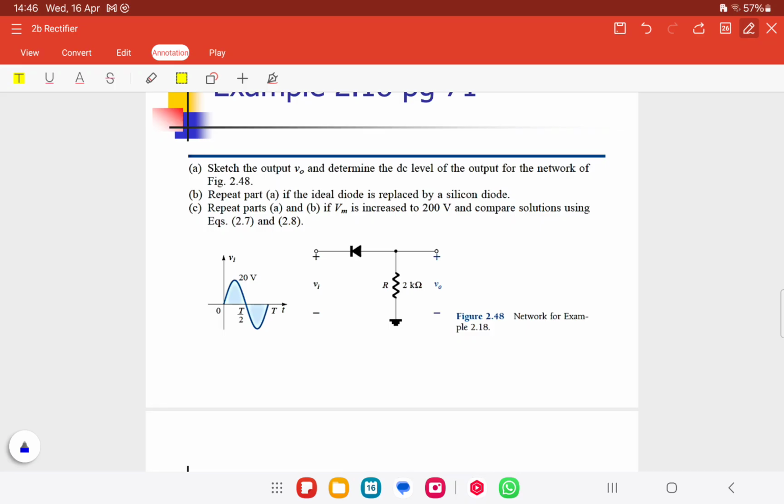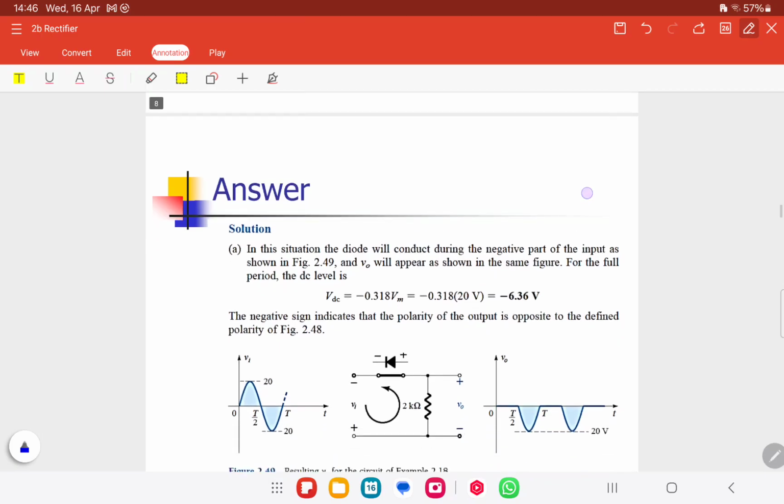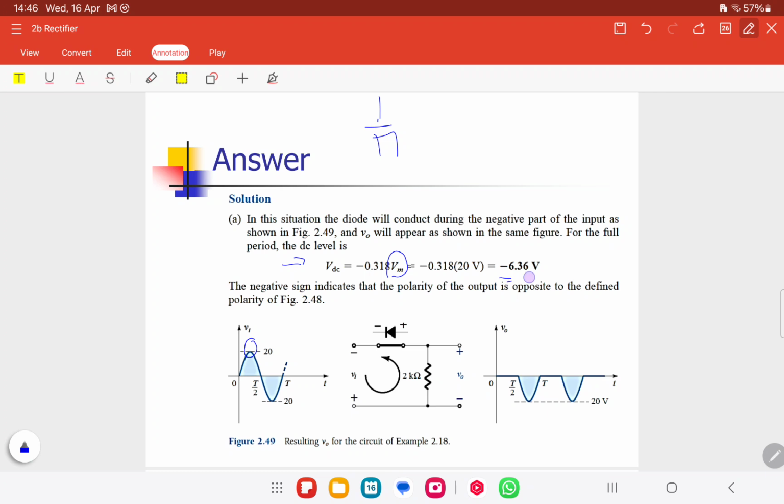We have this circuit determine the level of the output. So this is the formula from earlier. This is VM 20. You just apply it in the formula, 0.318, 1 over pi. So you get this value, meaning that when you get the negative, it is for the bottom one.